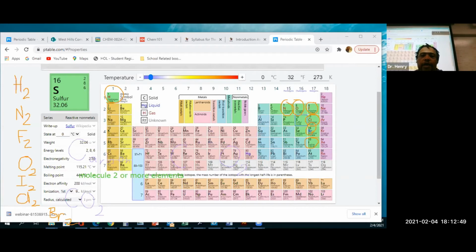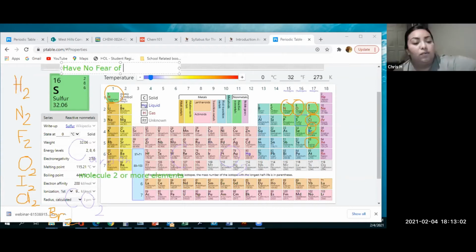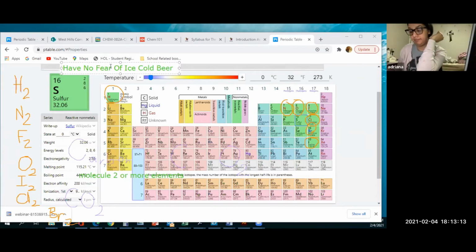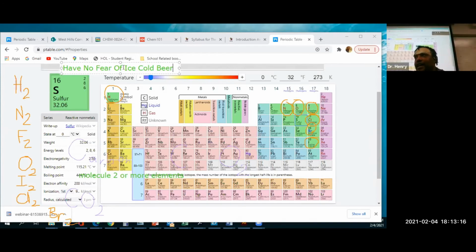The way I remember it is: have no fear of ice cold beer. So hydrogen, nitrogen, fluorine, oxygen, iodine, chlorine, bromine. Okay, so those are your diatomics.